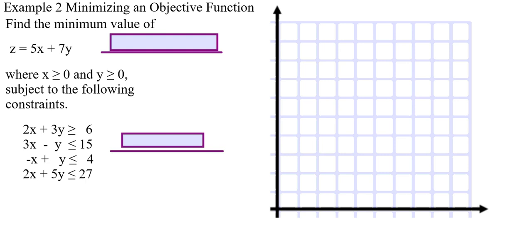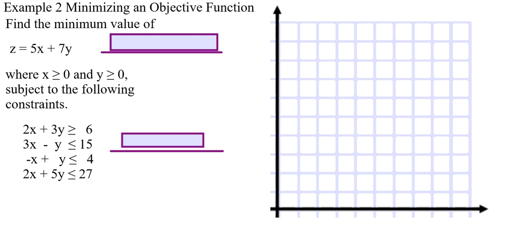So let's do one more problem as we look at this. Minimizing an objective function. Now we want to minimize. Find the minimum value of z equals 5x plus 7y, where x is greater than or equal to 0 and y is greater than or equal to 0. You'll notice often that whatever those variables are, x and y, a lot of times they have to be positive. Often that is how many of something you're making. And then there are other constraints.